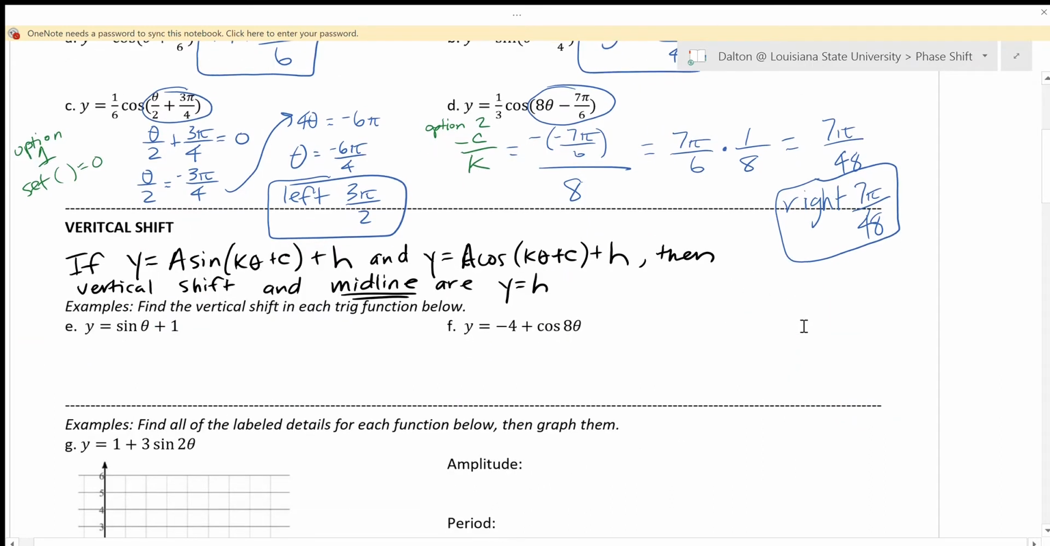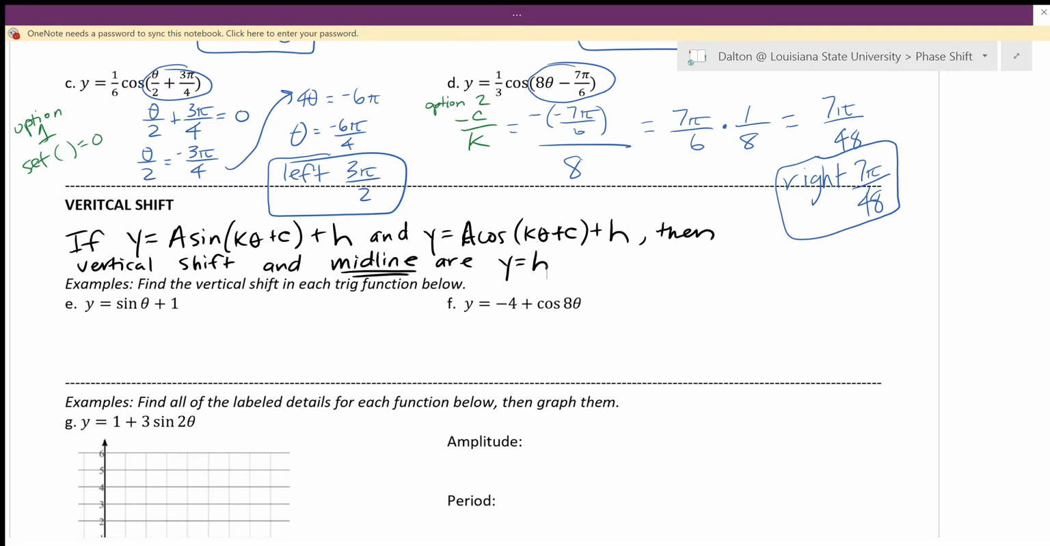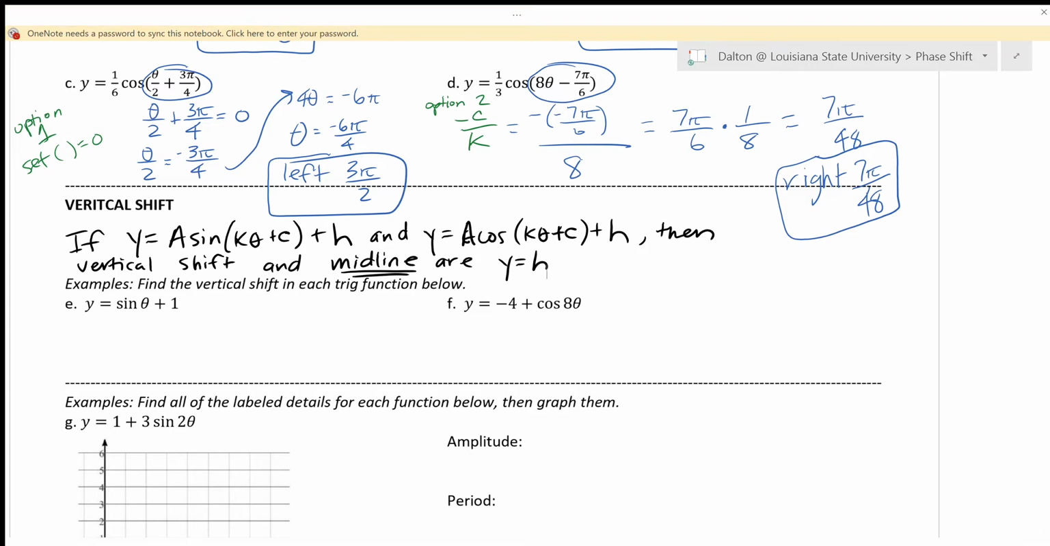Algebraically, finding vertical shift is extremely easy. It's just the constant h that's hanging out by itself. So for example E, what's your midline, or what's your vertical shift? Yeah, +1 just means up 1. And then for F, addition is commutative, so it's okay if this -4 is out in front. That's going to be down 4.